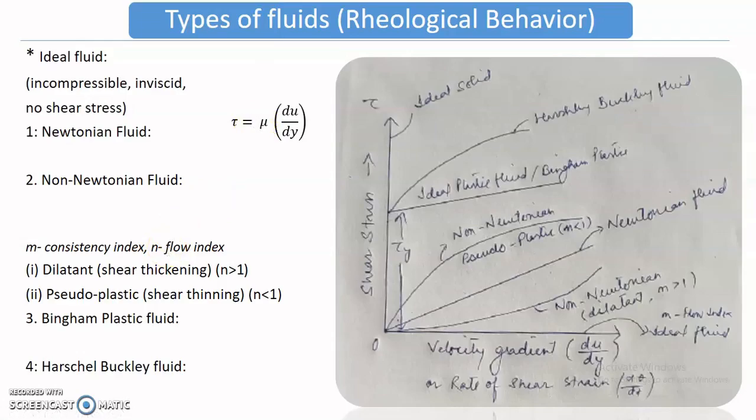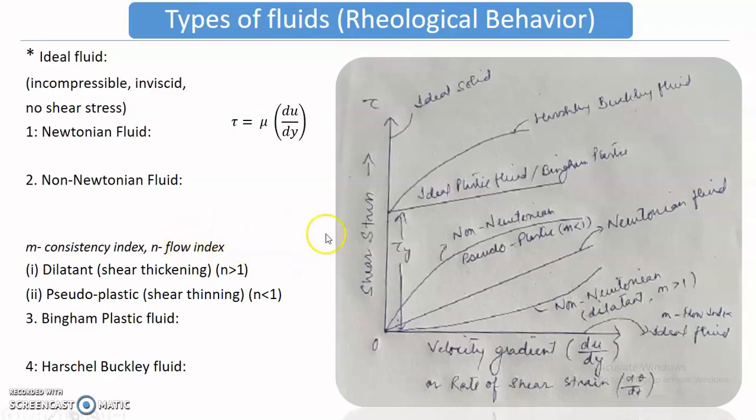Next fluid we will discuss is the Newtonian fluid. So what is a Newtonian fluid? A fluid which obeys Newton's law of viscosity. And we know that Newton's law of viscosity says that shear stress is directly proportional to the rate of shear strain. We have this one.